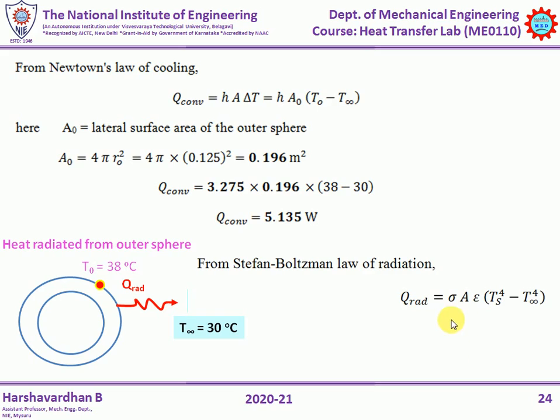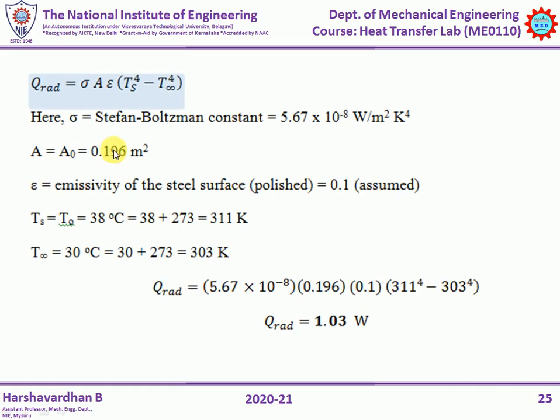Okay, and here sigma stands for Stefan-Boltzmann constant, which will be 5.67 into 10 power of minus 8 watt per meter square Kelvin to the power of 4. A stands for the lateral surface area of the outer sphere, and epsilon stands for the emissivity of the sphere material. Okay, and Ts represents the outer sphere temperature, and T infinity stands for the ambient temperature.